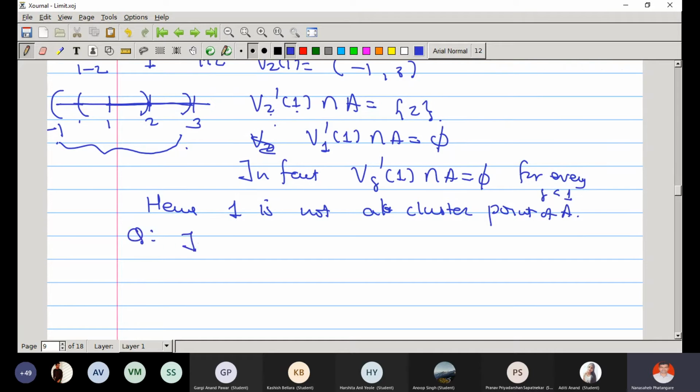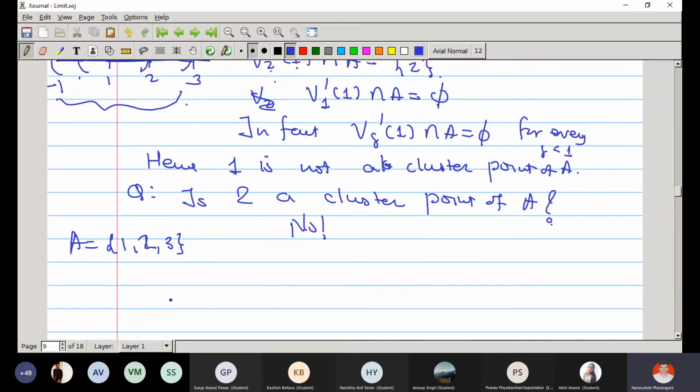Now next question: is 2 a cluster point of A? No. Now you understand, same reason. And so what is my set here? I am repeating this again and again because this is not easy at first. So 1, 2 and 3. This is my set. Only 3 points. In between is not in the set.